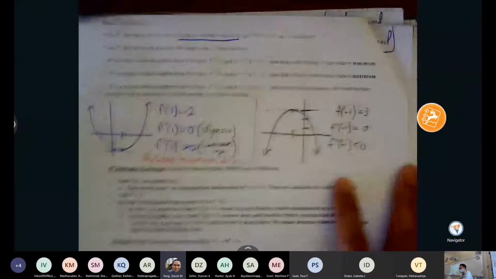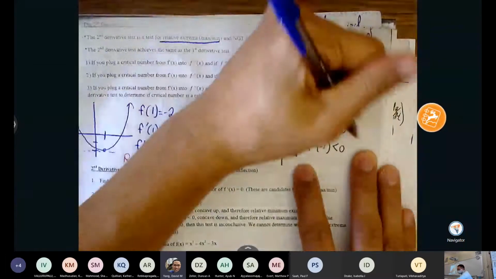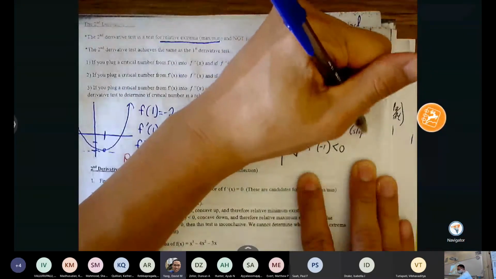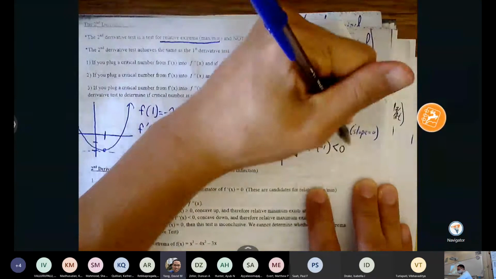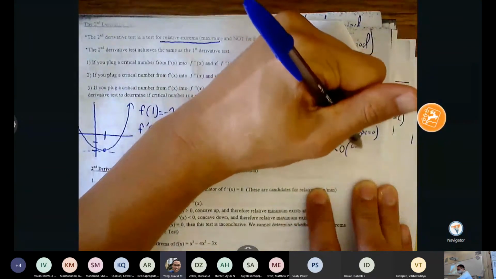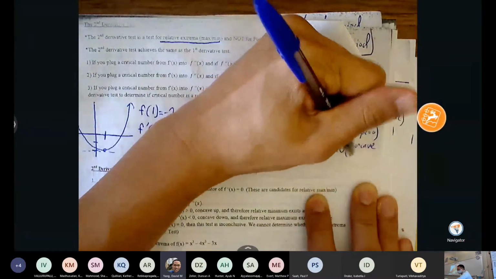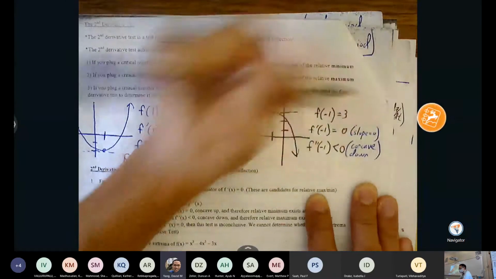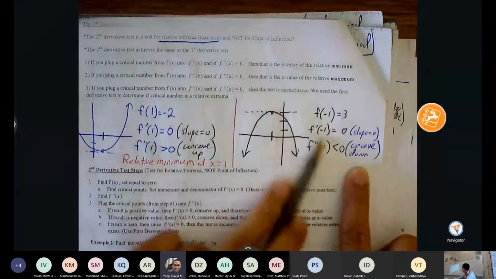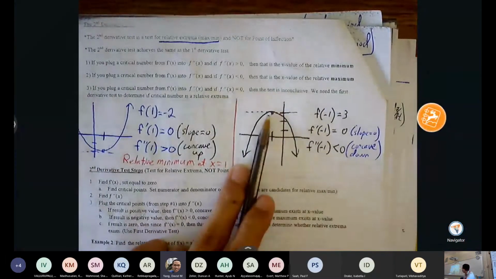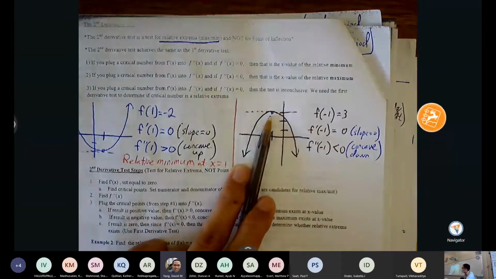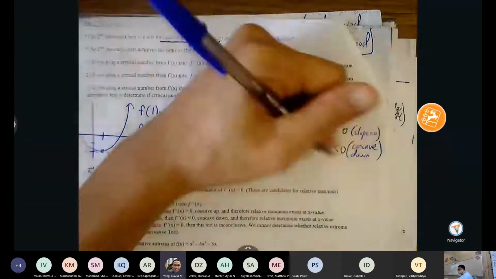So if I can pair the information of slope being 0, and I know it's indicating that it's concave down, then putting those two pieces together, it's going to restrict that point to, we can conclude that point must be a what? Relative max.